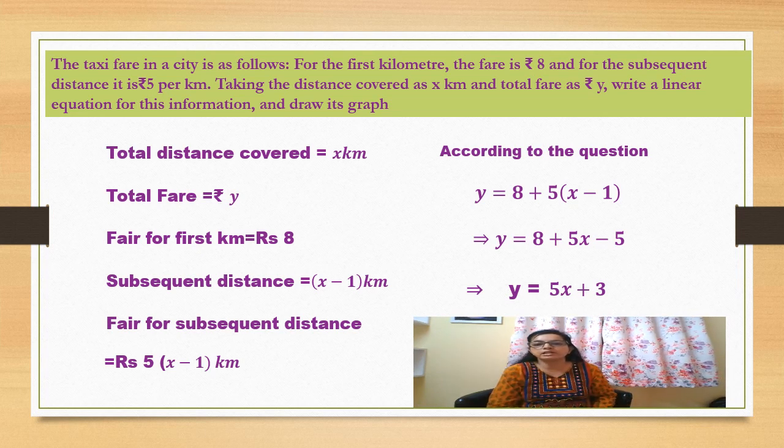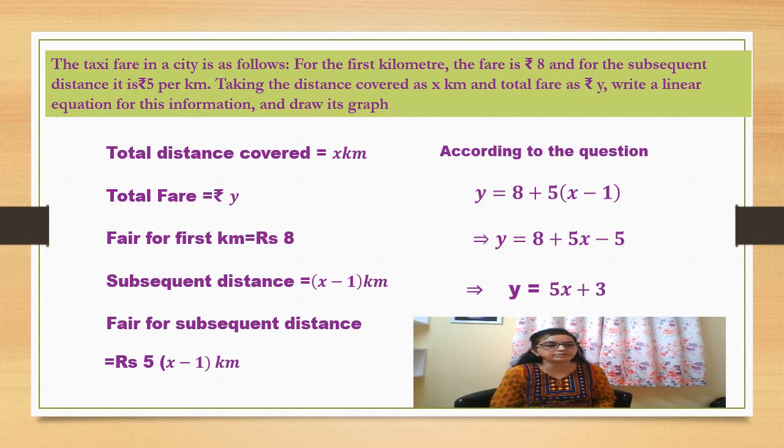Now, as you can see, the conditions are given in the question itself. Which two variables are to be used is already quite evidently shown to you in the second line. As you can see, the total distance covered should be taken as x kilometers. It is already hinted in the question, so we did not work over which variables we are going to use. The variables are already given in the question. The two variables are x and y.